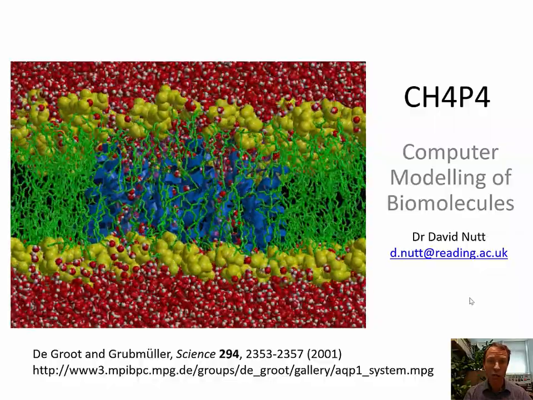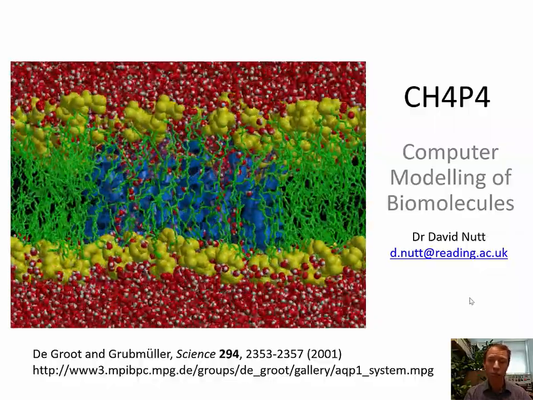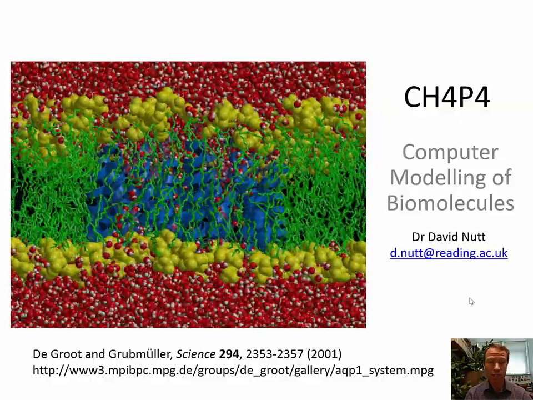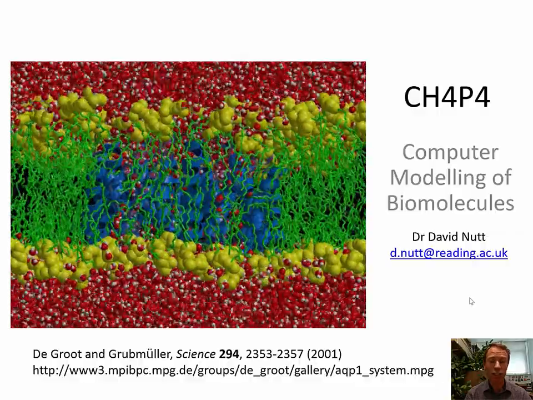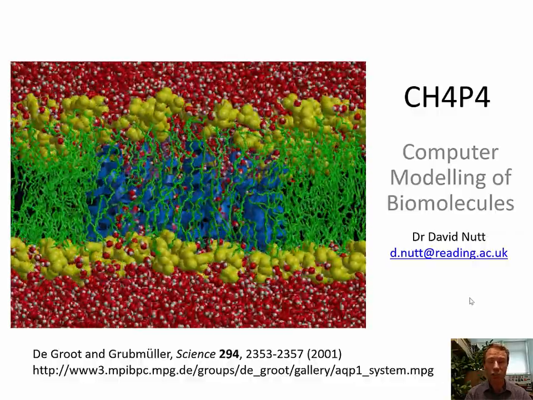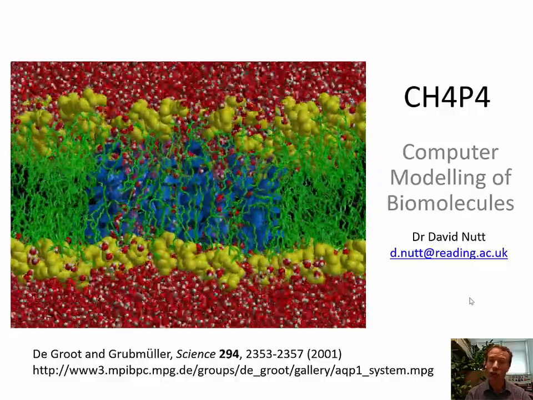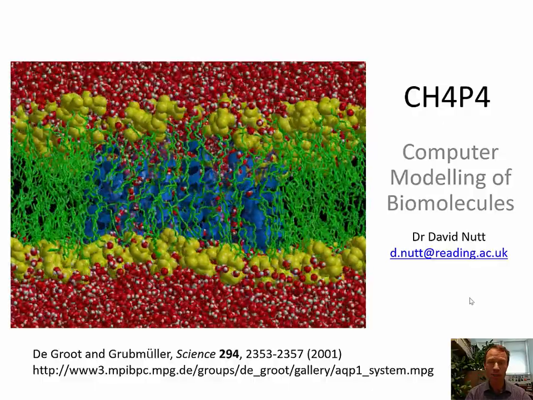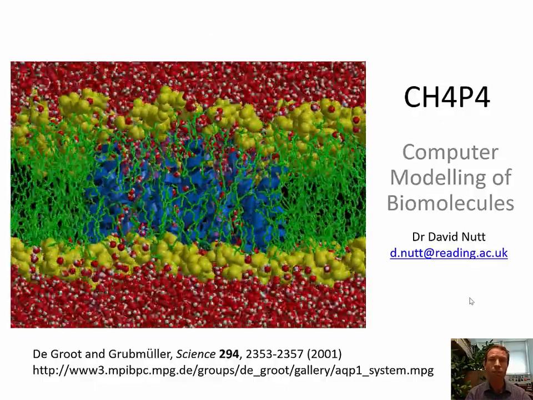On this starting screen we have a short video taken from work by De Groot and Grubmuller, in which they looked at the motion of water molecules from one side of a cell membrane to the other through a protein called aquaporin. And this is just one illustration of how molecular modelling can be used to gain insight into the structure and function of biomolecules. We'll see many more examples as we go through the course.